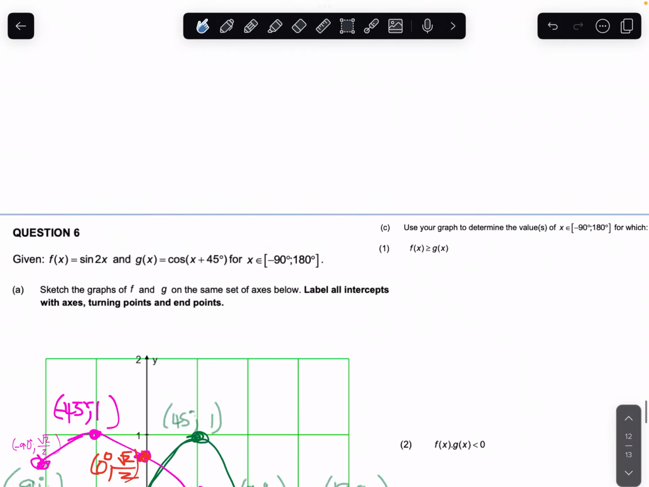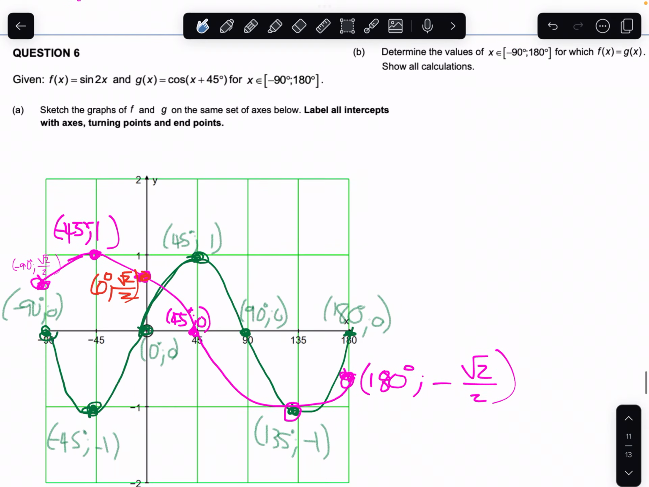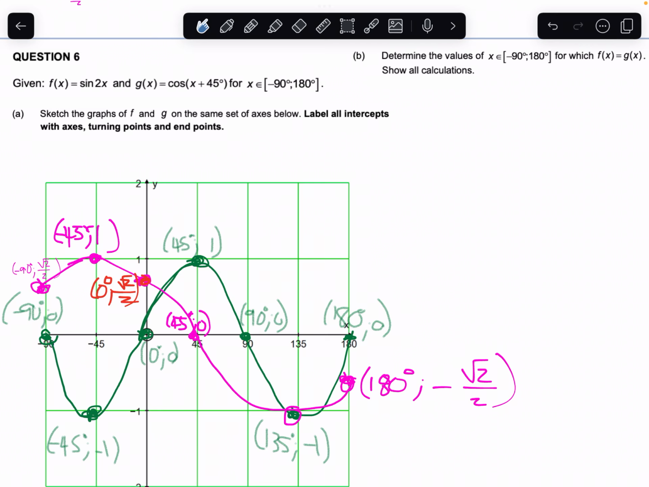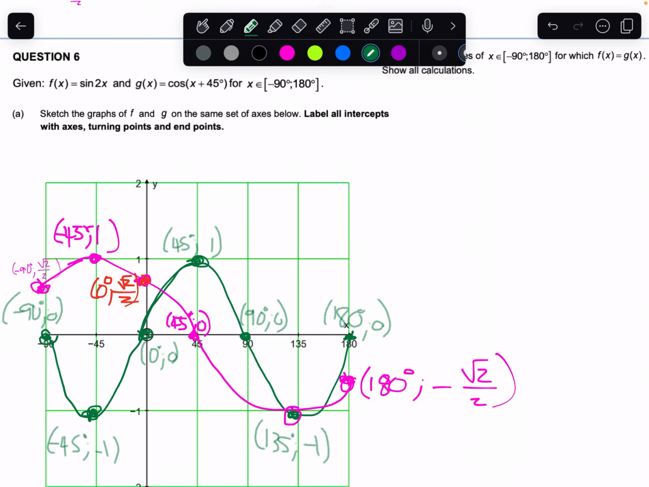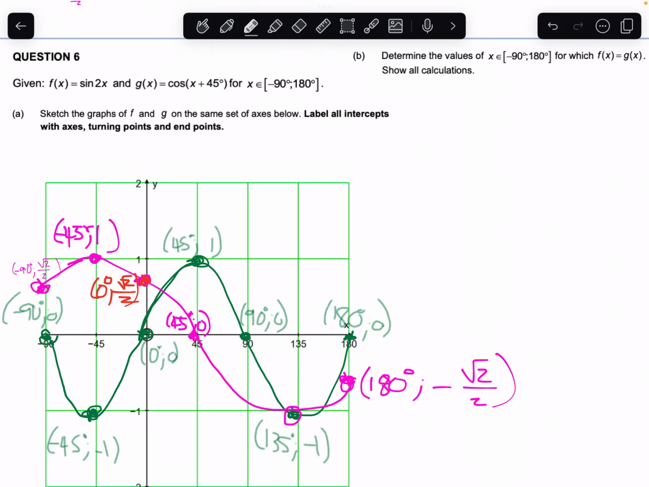Okay, anyway. So the question we are on now is B. We are asked to determine the values of x that are between minus 90 and 180, both inclusive, for which f of x is equal to g of x. Show all calculations. That hints that we're going to need to do calculations. We need to figure out what that point is. We can see that this is another place where they intersect. But we need some workings to figure out the other point.